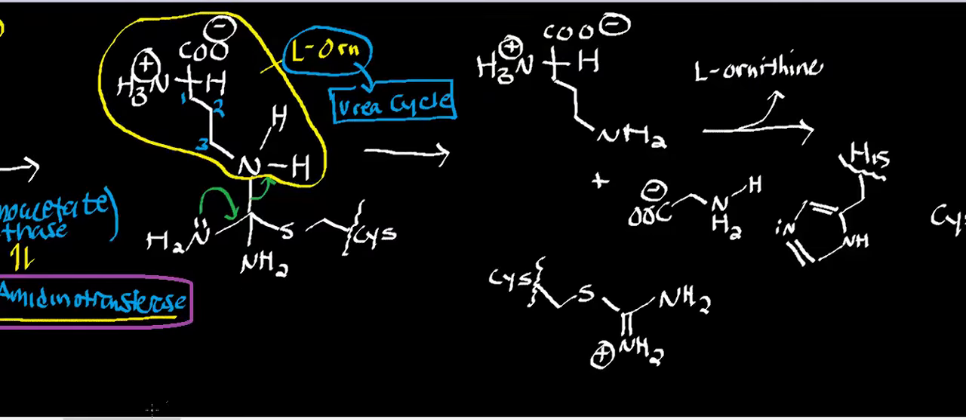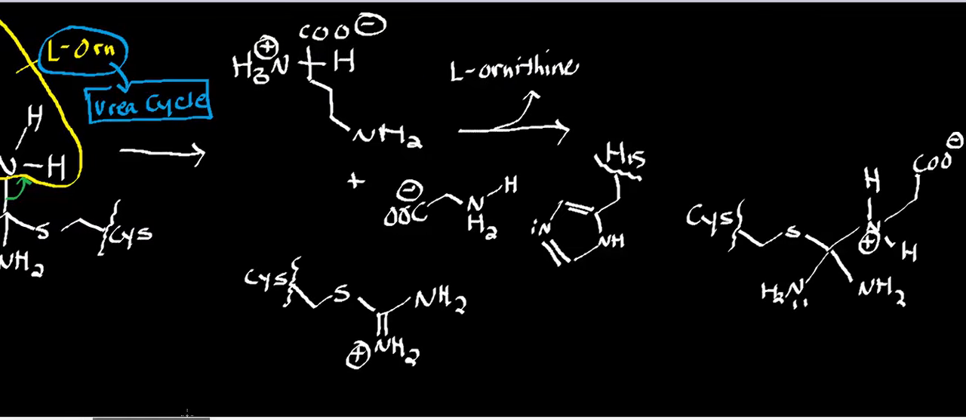Now, what this mechanistic step effectively did is it activated the amidino group. So this functional group right here is called the amidino group. And the reason the name of the enzyme is glycine amidinotransferase is because we're going to transfer this amidino group from the cysteine residue onto glycine. To do that, we're going to use a critical histidine residue that's in the active site.